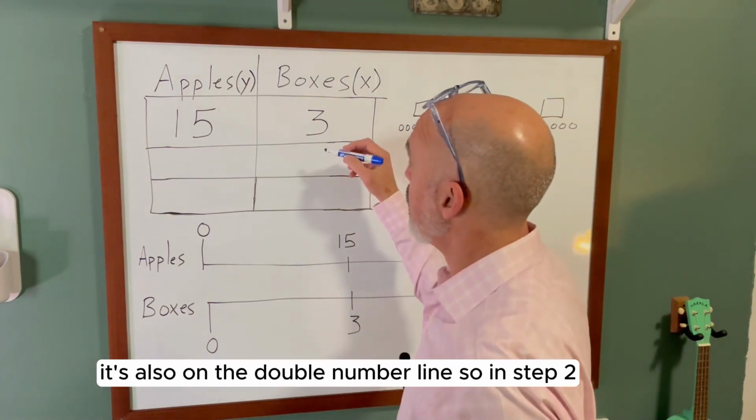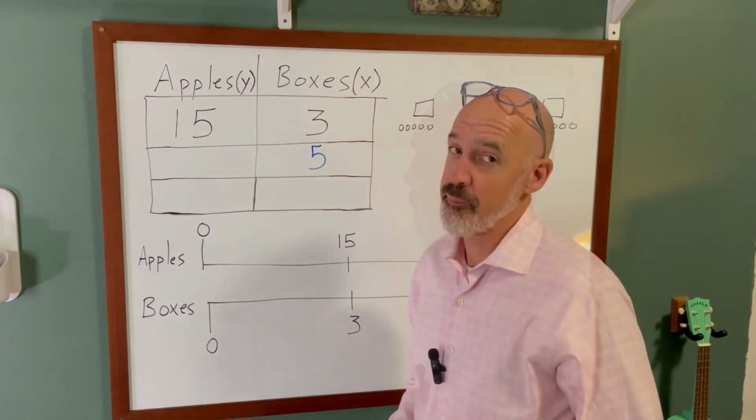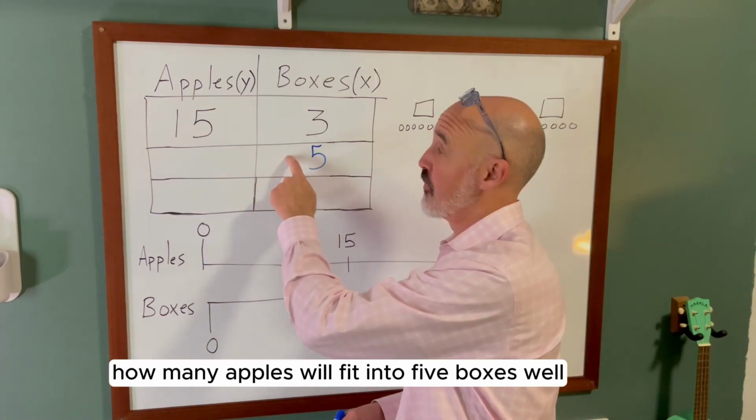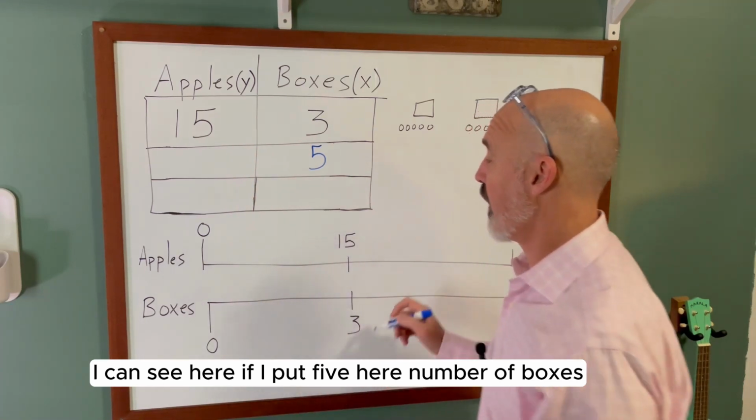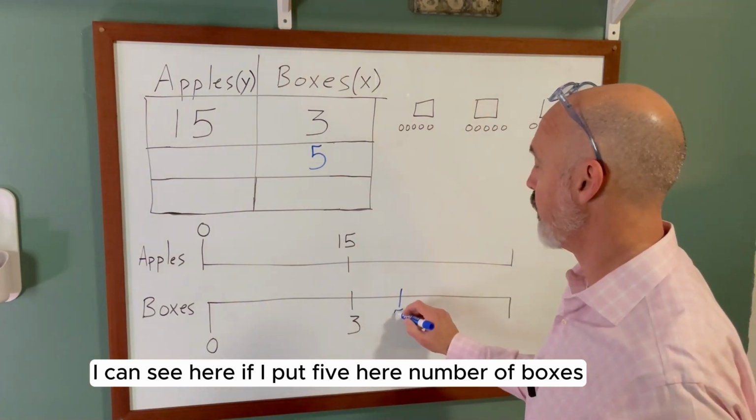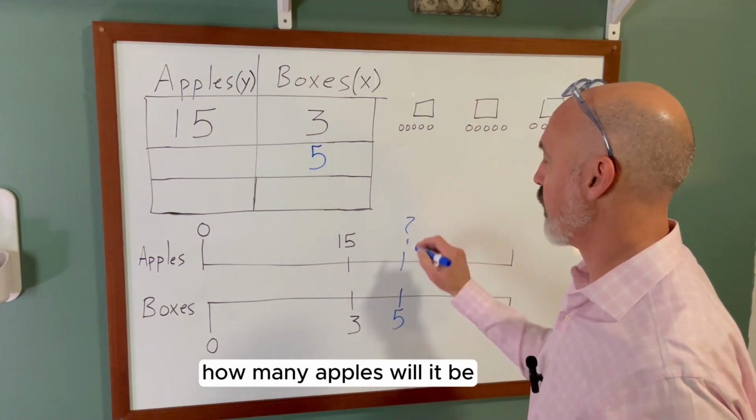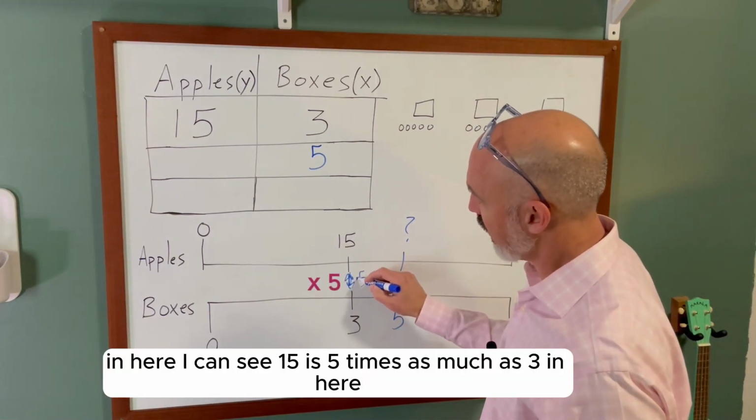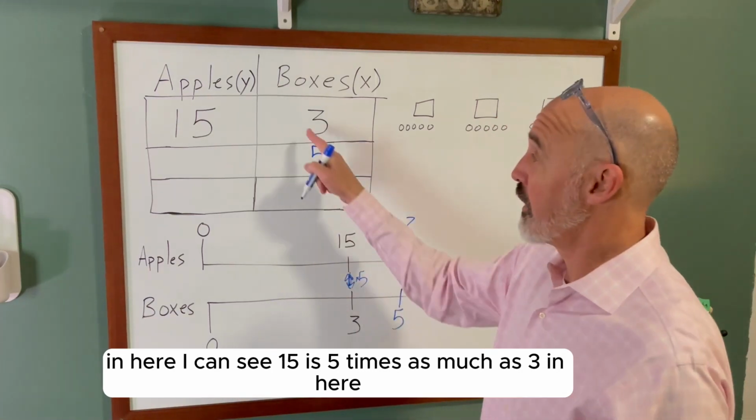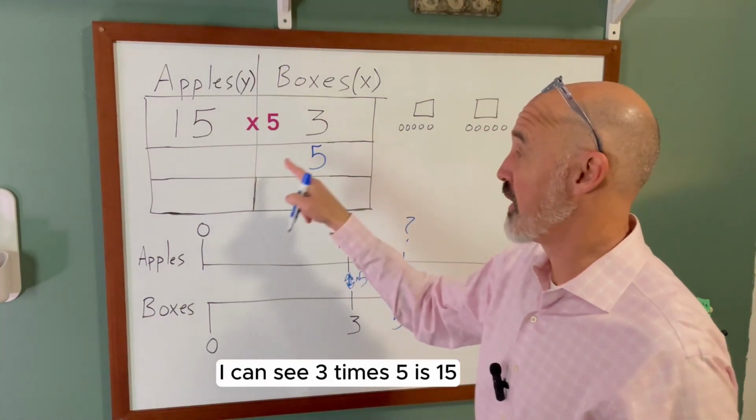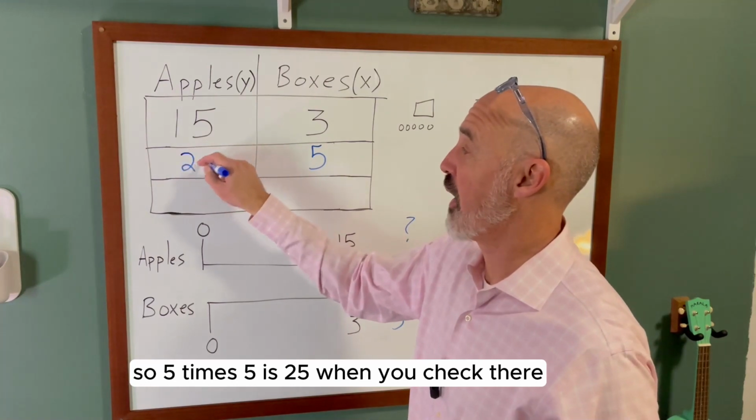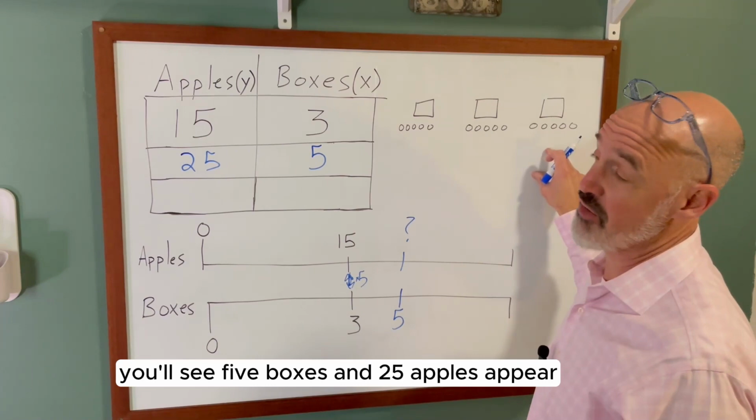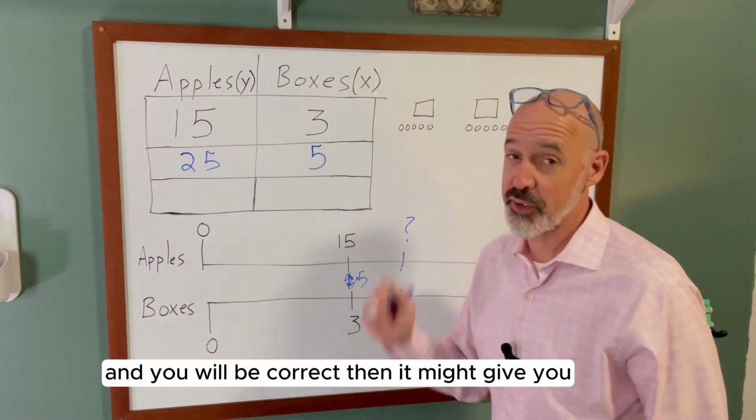So in step 2, you might be given 5 boxes, and you have to figure out how many apples will fit into 5 boxes. Well, I can see here, if I put 5 here, number of boxes, how many apples will it be? Well, in here, I can see 15 is 5 times as much as 3. In here, I can see 3 times 5 is 15. So 5 times 5 is 25. When you do the check there, you'll see 5 boxes and 25 apples appear, and you will be correct.